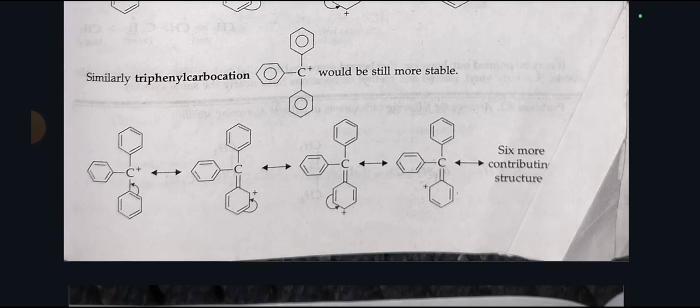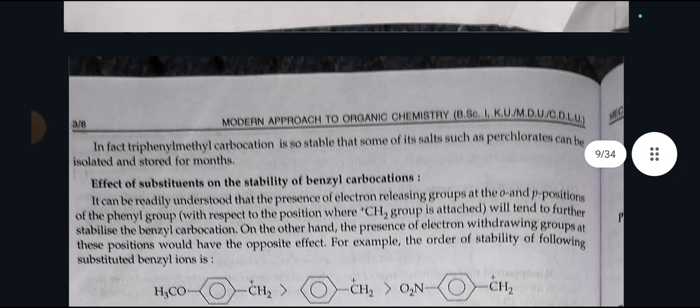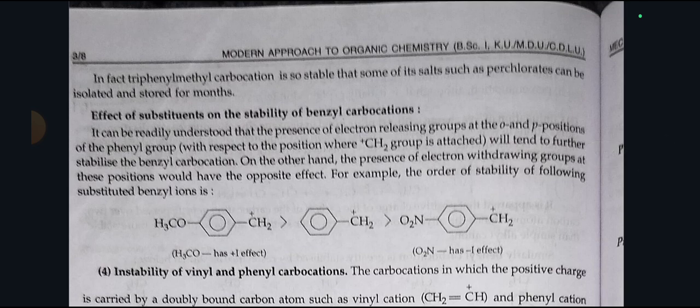Similarly, the triphenyl carbocation, (C6H5)3C+, would be still more stable, with six more contributing structures. In fact, the triphenyl methyl carbocation is so stable that some of its salts, such as the fluoroborates, can be isolated and stored for months. Effect of substituents on the stability of benzyl carbocation.